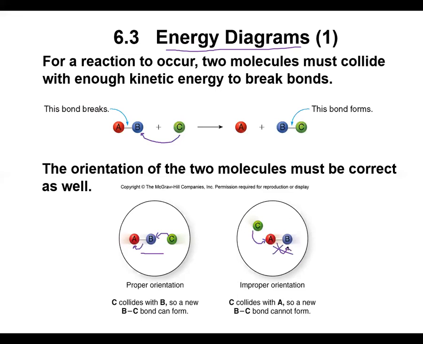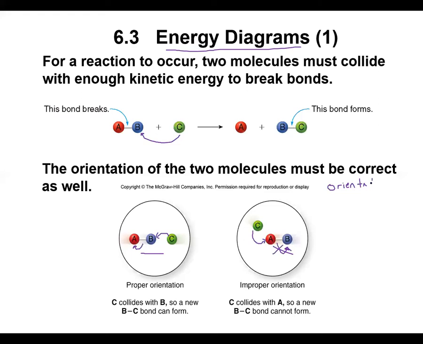So just because a collision occurs between two molecules, it does not necessarily mean that products would be formed. Those two important things have to happen for a reaction to occur. It has to be the correct orientation in terms of those collisions. And in terms of energy, it's also really important.